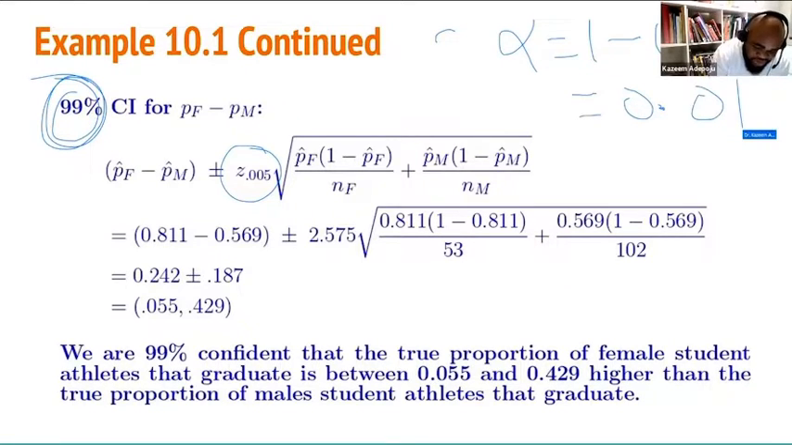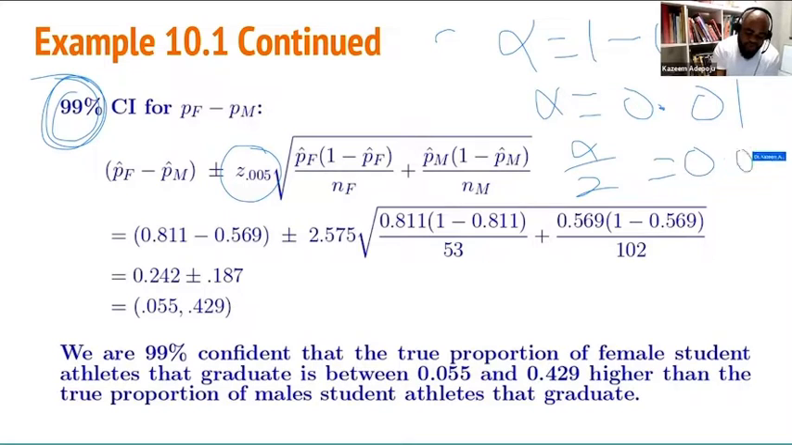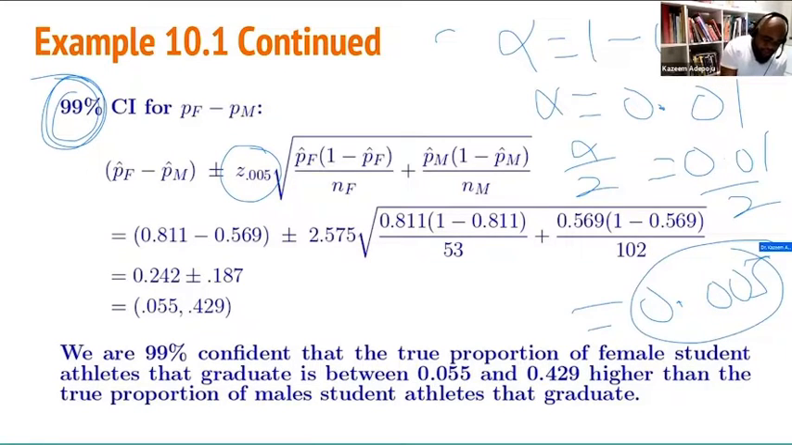Is it 0.01? Okay, if that is 0.01 alpha, then don't forget, you're going to do alpha over 2. That will be 0.01 divided by 2, and that will be 0.005. And that was why. Take a look at that.